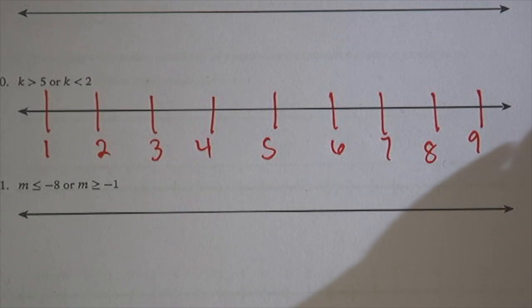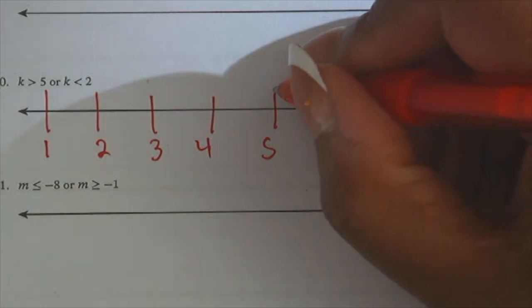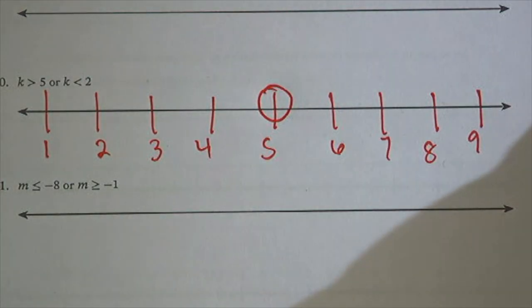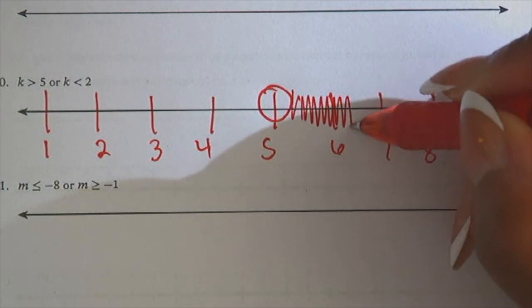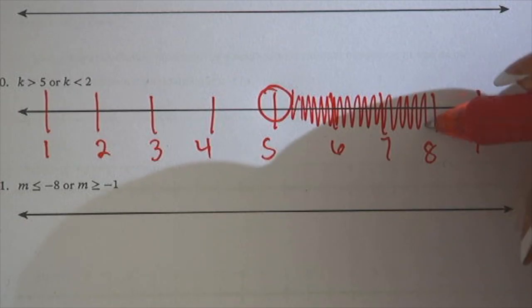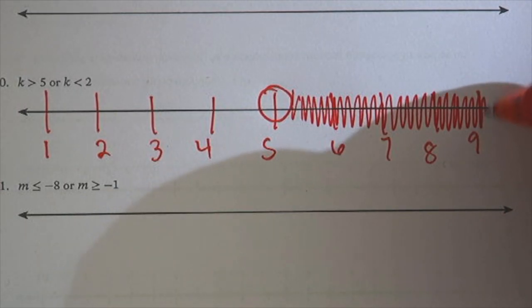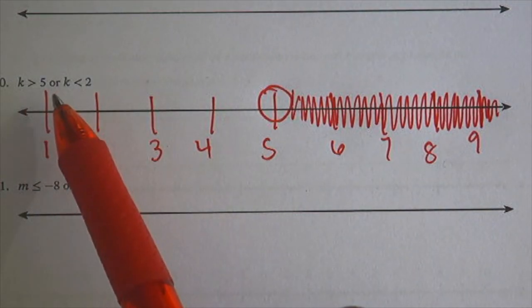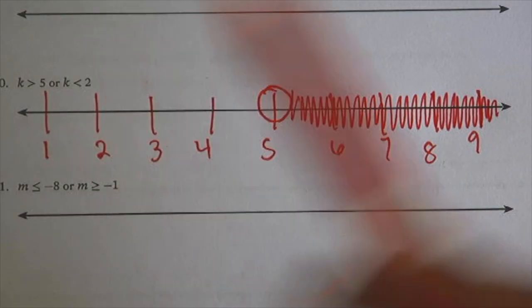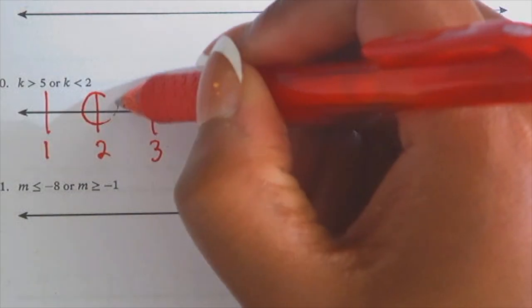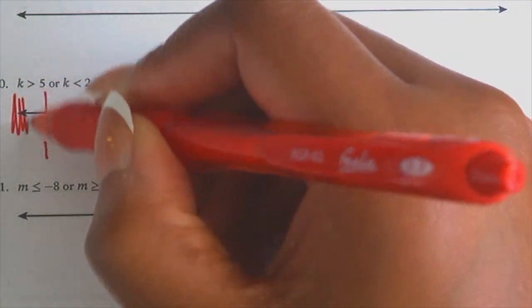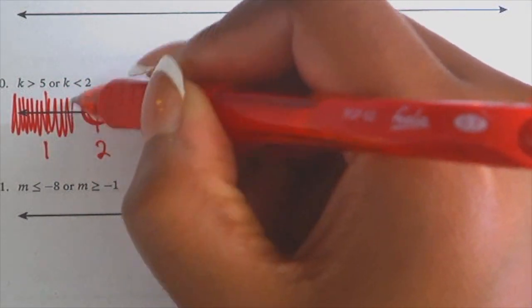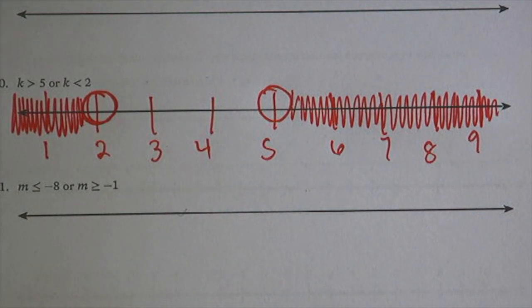Boom. All right. K greater than 5. That's an open point on 5. And the shading will be to the right because it is greater than. Then we have or k less than 2. So that's an open point on 2. And less than, we shade to the left. And we just graphed our first compound statement.